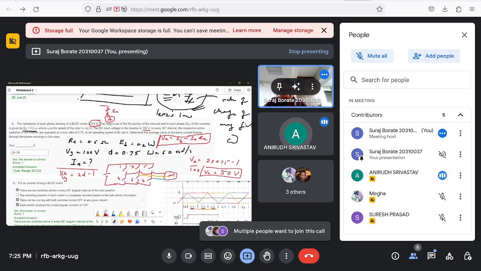Give me the value of IA. EB is coming as 12 volt, and then using that VA we will calculate. VA we have already calculated, right? 50 volt. I'm sorry, IA we will calculate. So give me the value. What is the IA?